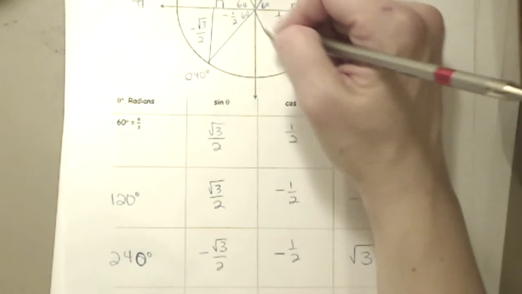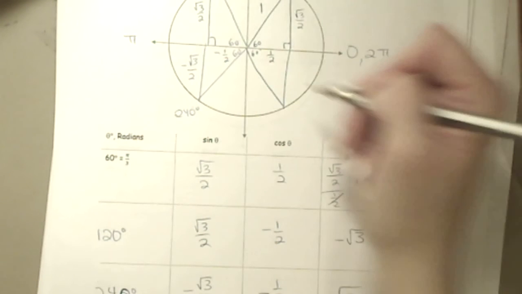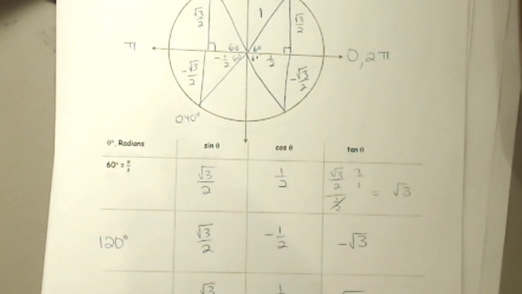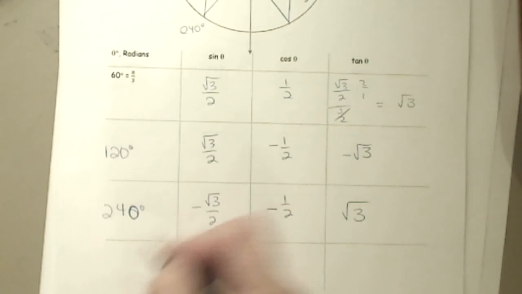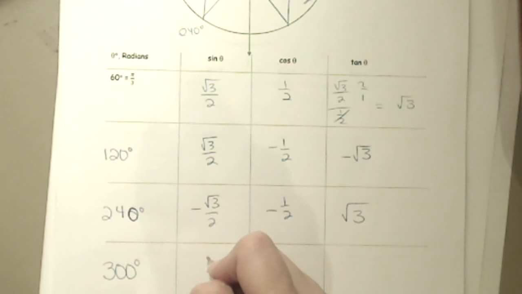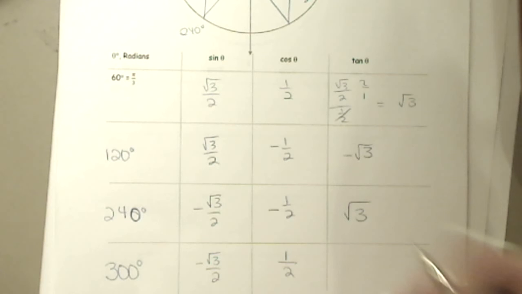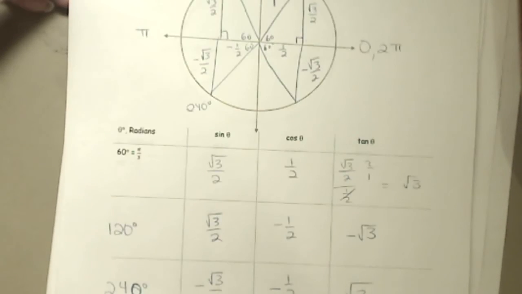And last but not least, over in quadrant 4, 60 degree reference angle to the x-axis. We have a negative sine and a positive cosine and a negative tangent when you divide negative by positive. So that's going to be at 300 degrees, 60 away from the x-axis, 60 away from 360. Sine is negative, cosine is positive, and tangent is negative, just as we said a moment ago.